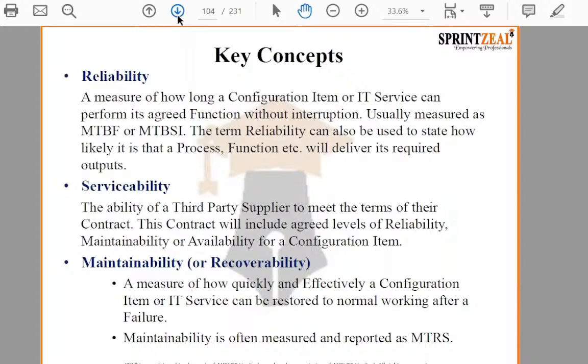Maintainability is a measure of how quickly and effectively a configuration item or IT service can be restored to normal working after a failure. Maintainability is often measured and reported as MTRS, mean time to restore service. So some of the key concepts.